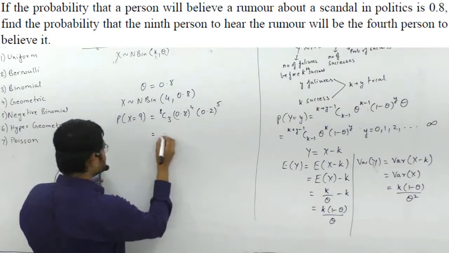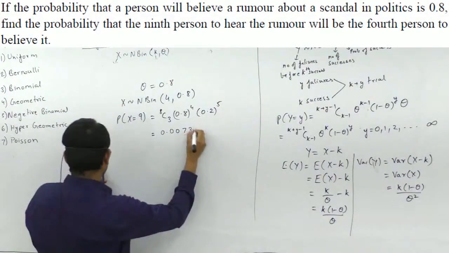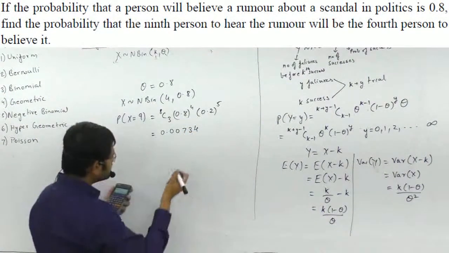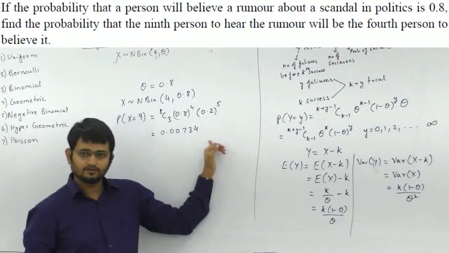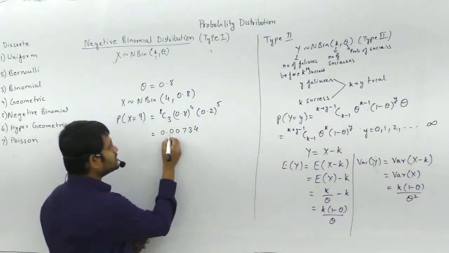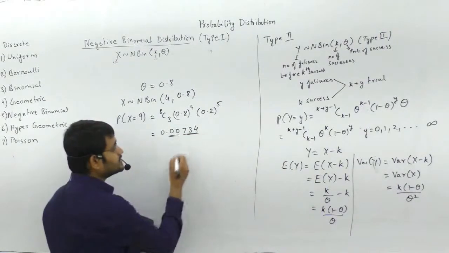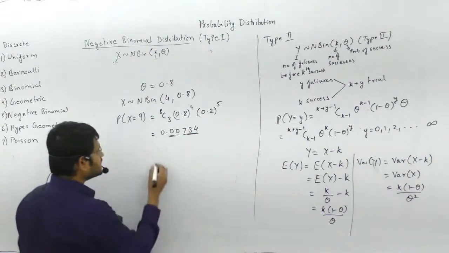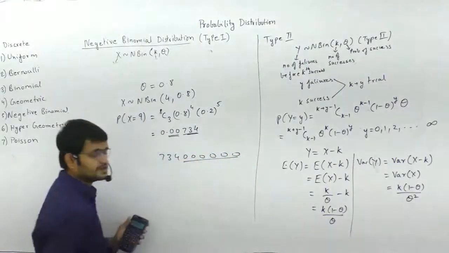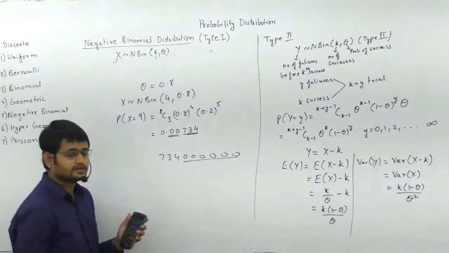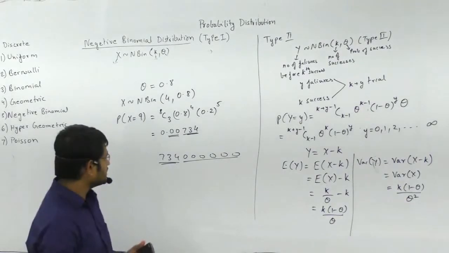So that is nothing but 0.00734. Okay, good enough. We need our answer to at least 3 significant numbers. That means if you are counting after decimal points, these zeros will not count. So you need at least 3 significant numbers. And if you are writing it as 734000000, these zeros before the decimal point will not count. So significant numbers will be this. So at least 3 significant numbers.